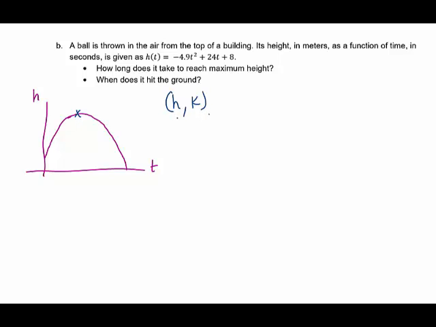which is the x-coordinate of the vertex and the y-coordinate of the vertex. And if you recall, h is equal to negative b over 2a, and b in this formula is 24, and a is negative 4.9. So we have negative 24 divided by 2 times negative 4.9, which is approximately equal to 2.45.